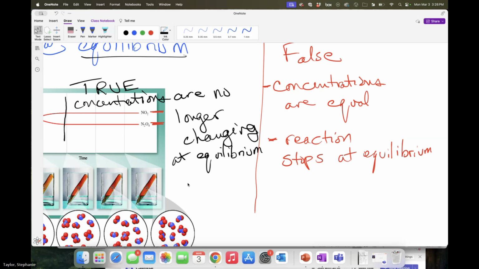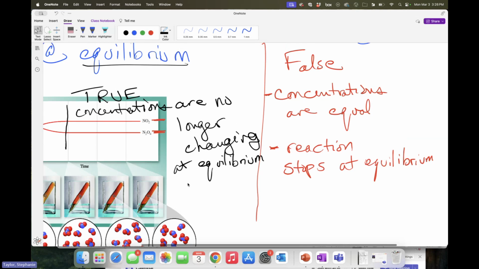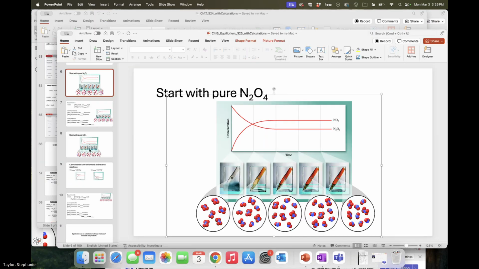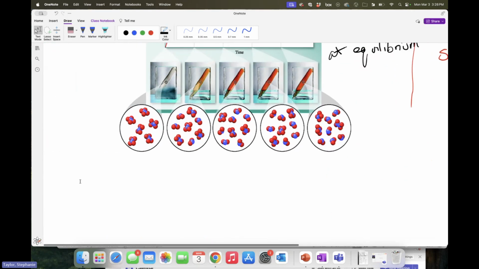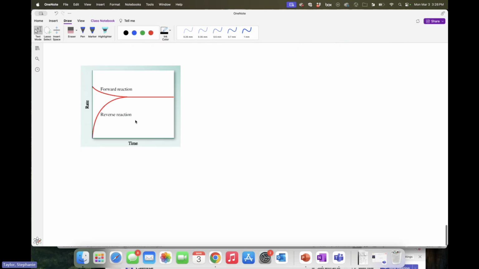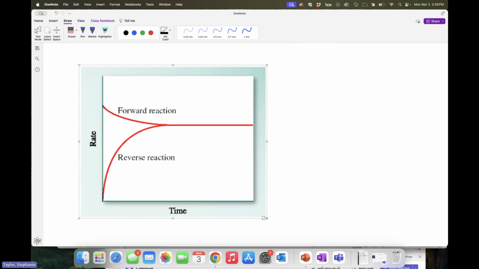That's what I want to say about that for right now. Let me go ahead and grab another graph so we can talk about this one. So as far as things that are true and things that are false about equilibrium, this graph is now actually trying to talk about the rate. So this thing on the axis here is the rate.